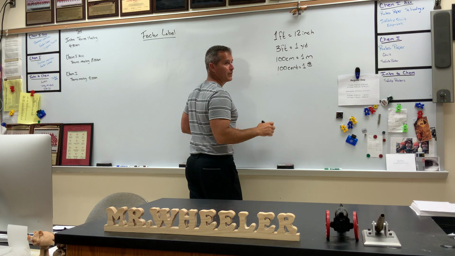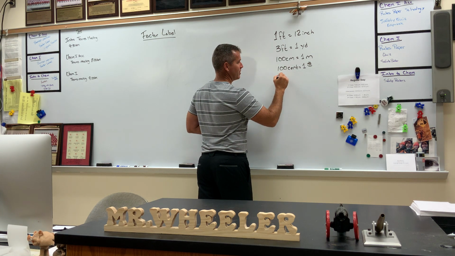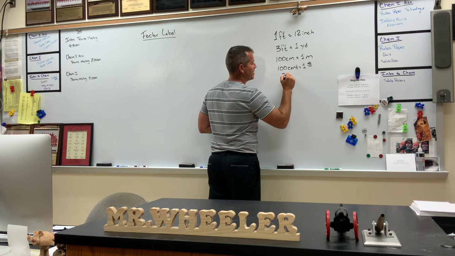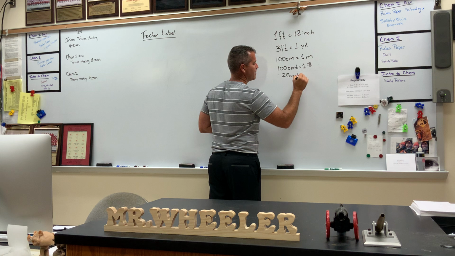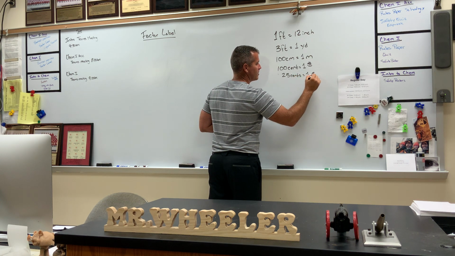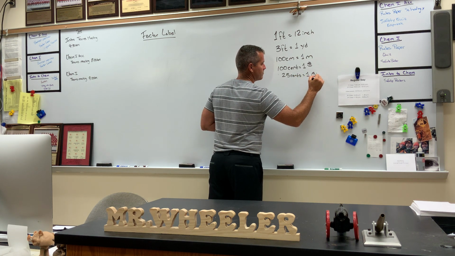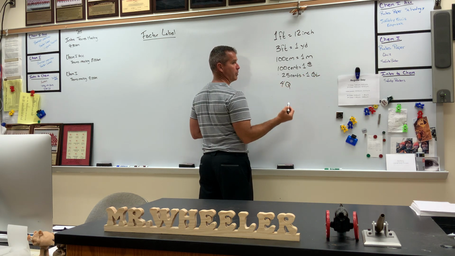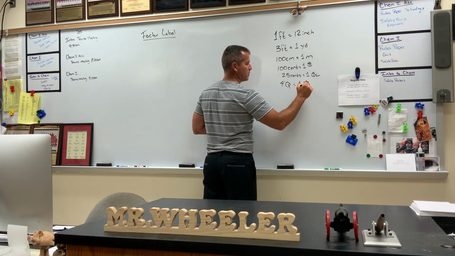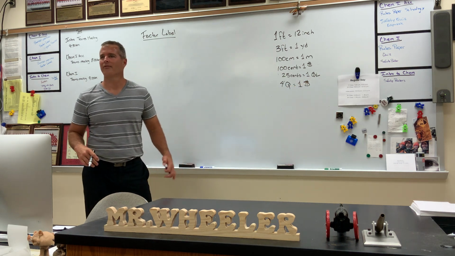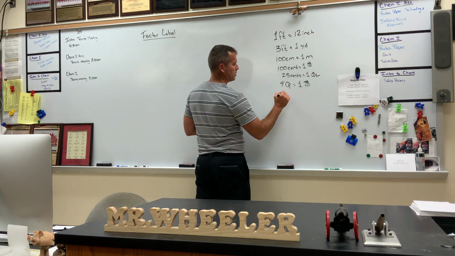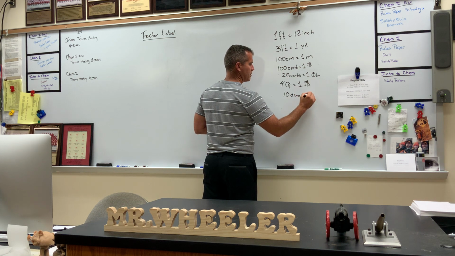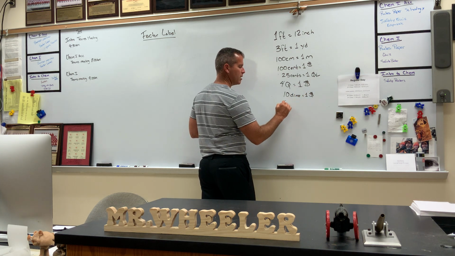What do you got? 25 cents is a quarter. It is. Where's the conversion there? Oh, 25 cents. You're right. Close enough. How many quarters in a dollar? I'm going to call them Q's equals quarters. Alright. So we know this stuff. How many dimes in a dollar? 10. Okay. Anybody know nickels? 20. Yeah.